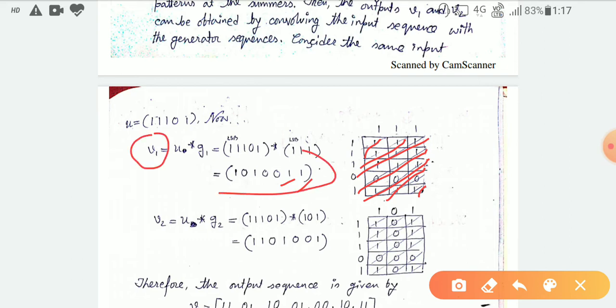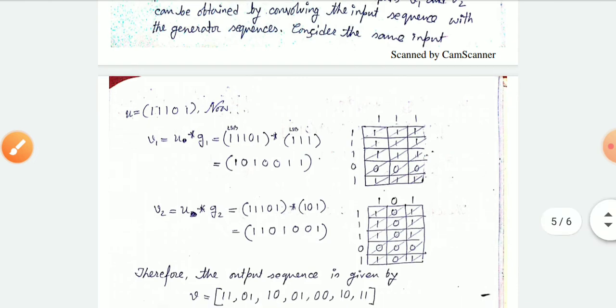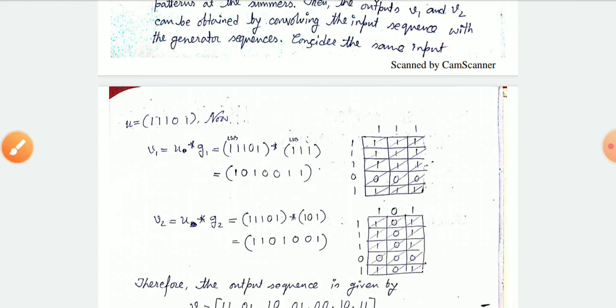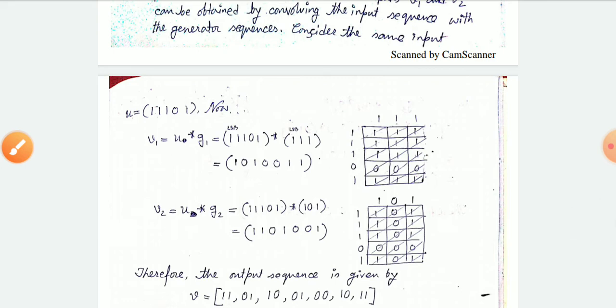v1 will be defined by this one, and the same process you apply for the other generator g2, that is 100. When this is 1, it will be reflected in this position. For the 0, all values will be 0. For 1, it will again be reflected here, and then diagonal wise, you do the mod 2 addition process there.